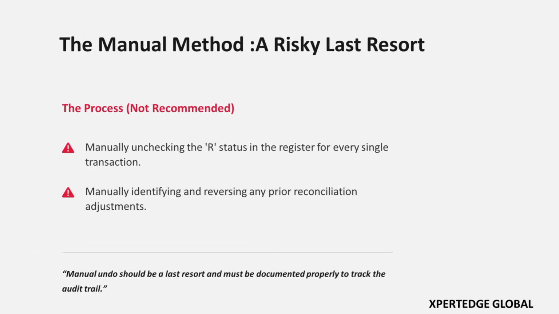One method I would never recommend is the manual method, a risky last resort. Manually undoing reconciliations by unchecking R statuses transaction by transaction is strongly discouraged. It's time-consuming, error-prone, and easy to lose the audit trail. This method should only be used as a last resort and must be fully documented.